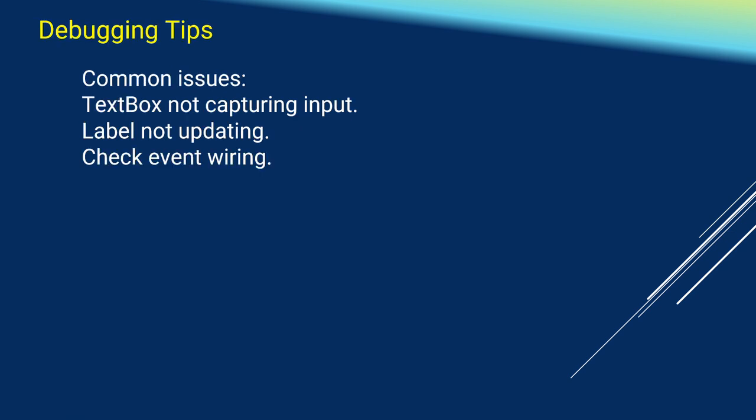If you encounter any issues, such as the text box not capturing input or the label not updating, there are a few common troubleshooting steps. First, ensure that the Button1_Click event is correctly wired to Button1. Also, verify that there are no typos in your code. Using breakpoints can help identify if the code is being executed.